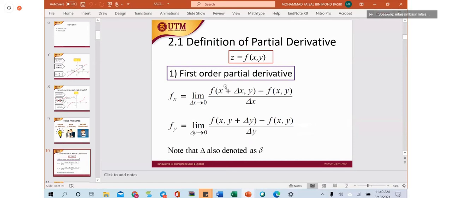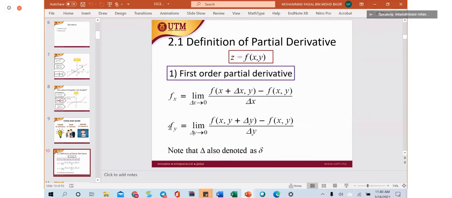it means you are changing x. So at this time, your y will be constant. So we didn't change anything in y. We didn't make any increment or decrement in y. So we are interested in x. That's why we change x and divide by delta x. Here we have to put the limit.